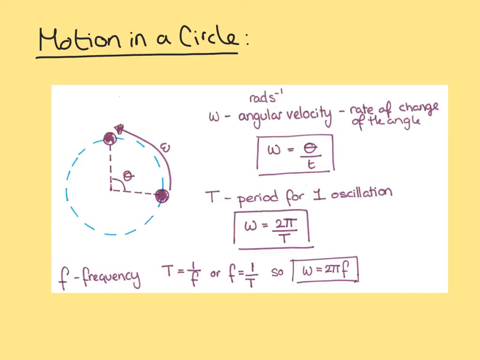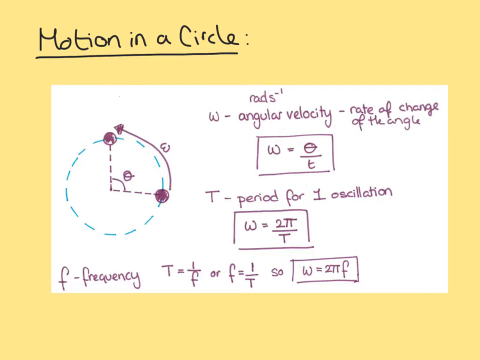So we're going to denote the angular velocity with omega. It's measured in radians per second, and it is the rate of change of the angle. Okay, the equation for it looks like this. So we've got angular velocity is equal to the angle divided by the time taken to pass through that angle.